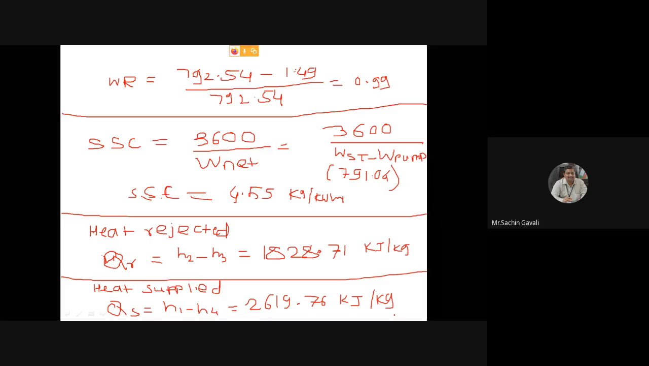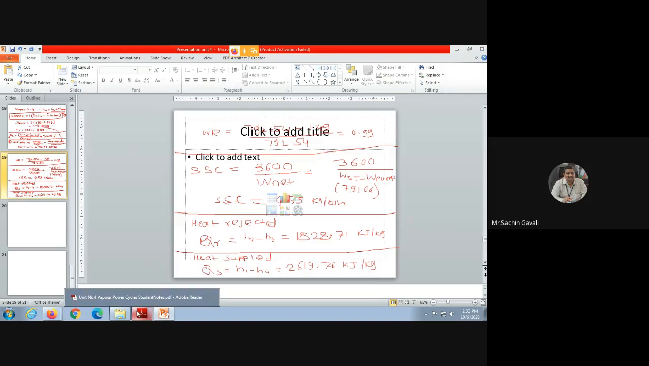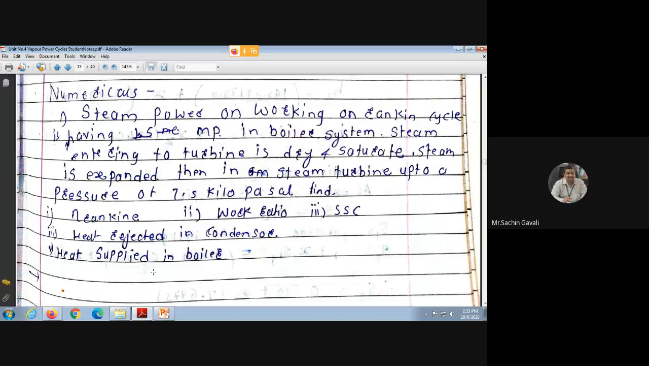Okay, so shall we go to the new numerical. Okay, so heat is rejected in condenser, that already. We'll now check our answers.